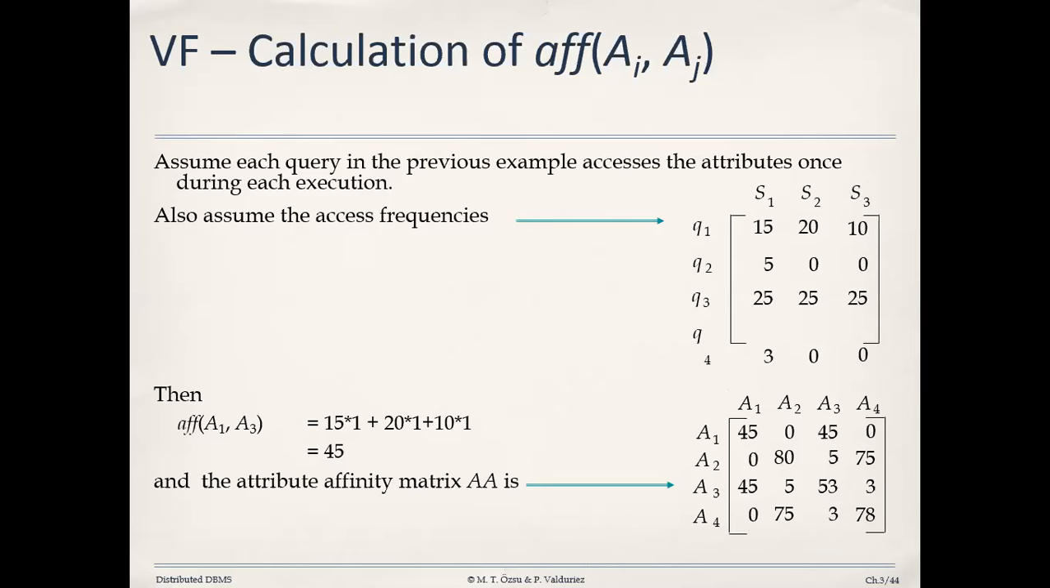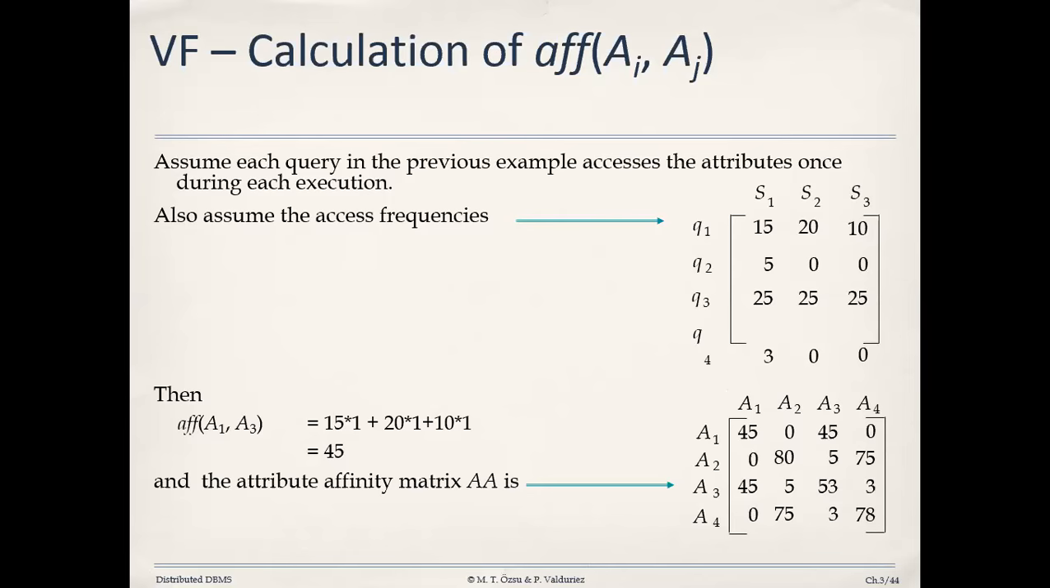What is the access frequency? Access frequency here is between the queries and the sites. The S1, S2 and S3 written at the top basically represent sites. So there are 3 sites, let's assume, and there are 4 queries.